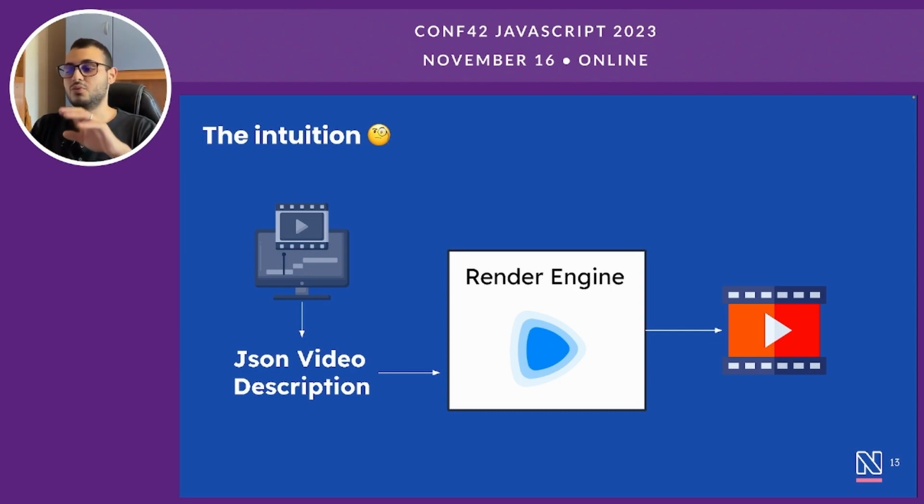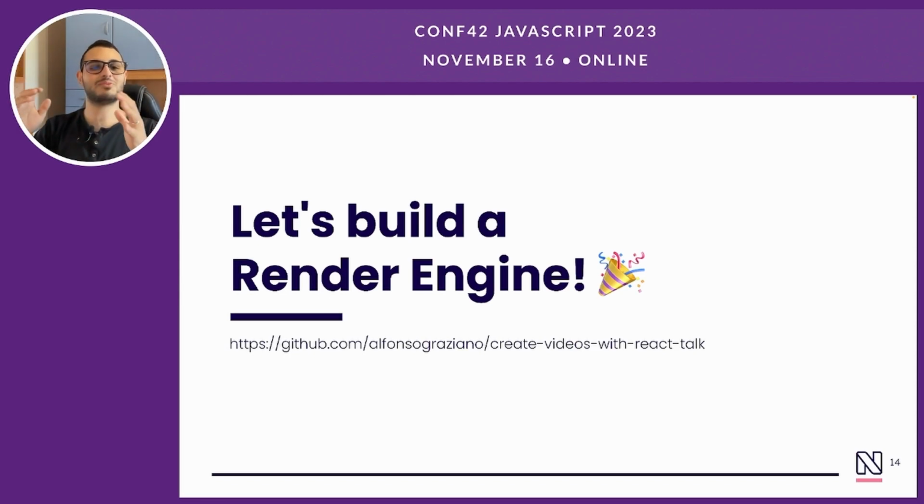In this schema, we have a video editor tool that we can build, but it is out of scope. Then this video editing tool will create a JSON video description. In this case, it was a JavaScript object, but we can use a simple JSON file. Then we will pass this JSON description to the render engine based on Remotion, and as output we will get a video. Alright, so it's time to code. Let's build our first render engine.